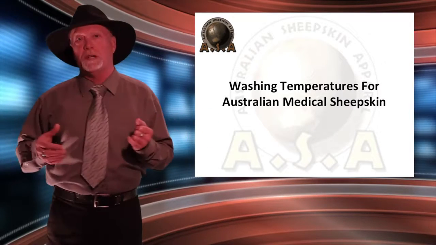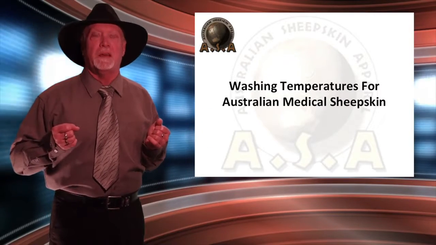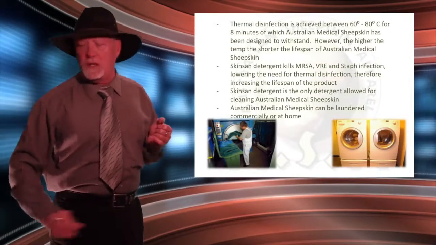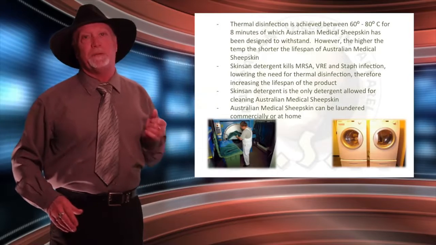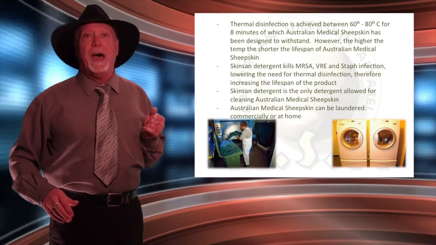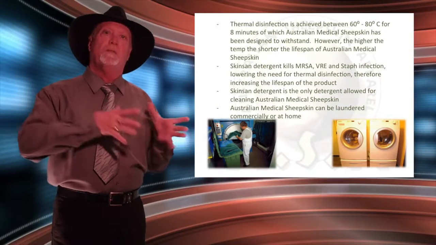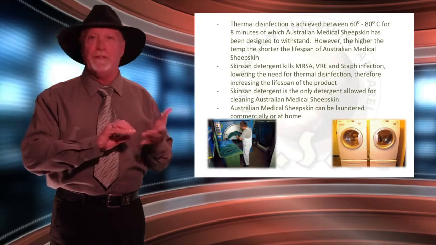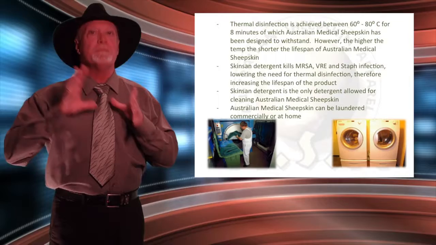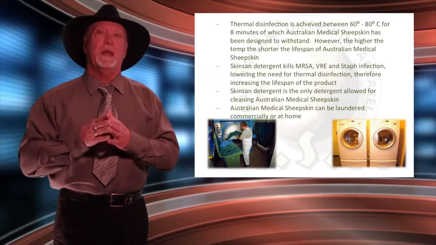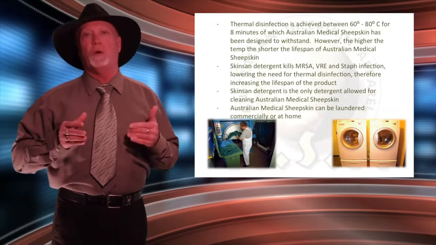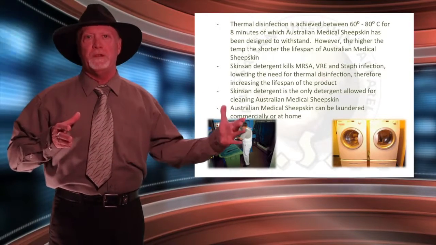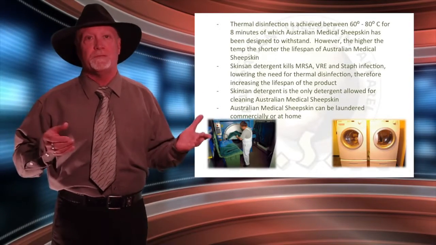Now, Australian medical sheepskin has been designed to withstand very, very high temperatures, and thermal disinfection is achieved between 60 and 80 degrees centigrade. And that, along with the detergent itself, will kill your MRSA, your VRE, your staph infections and such, kills them dead. And the product is then able to be used for another individual, where the product can be transferred from one individual to another without any fear of cross-infection.